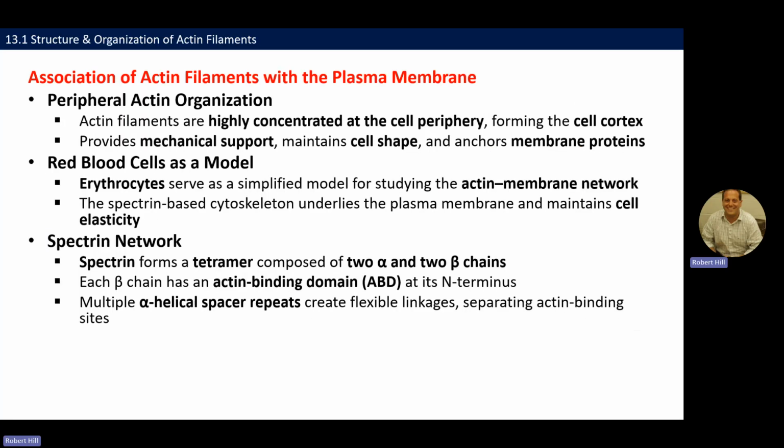So a really good model cell system to study actin is the erythrocyte. Why do you think that is? Why is the red blood cell a really good model cell for studying cytoskeletal proteins? They have a unique shape, and that shape is pretty rigid, right? Red blood cells are trying to maximize their surface area to maximize exposure to hemoglobin. They also need to maintain some flexibility, right? And we're going to talk about what makes those erythrocytes flexible.